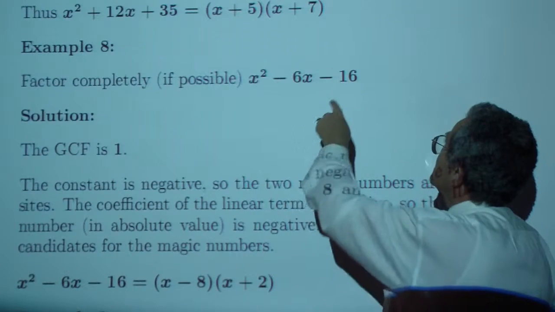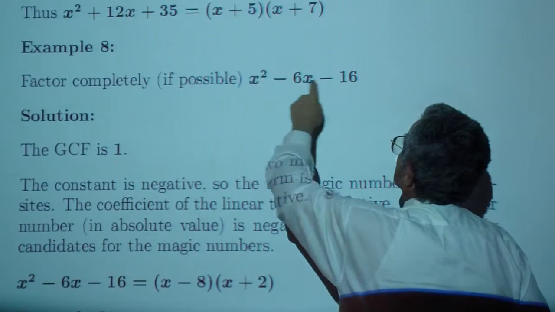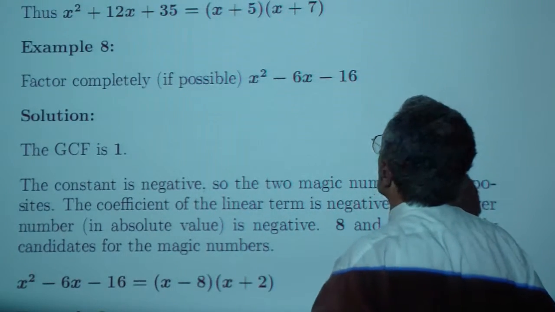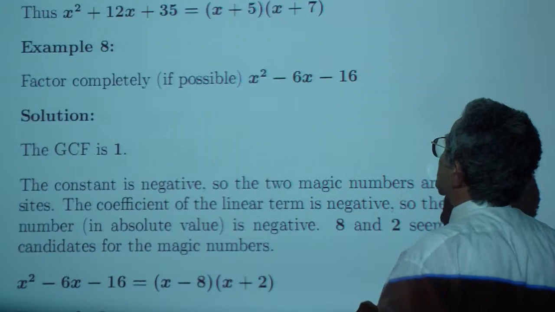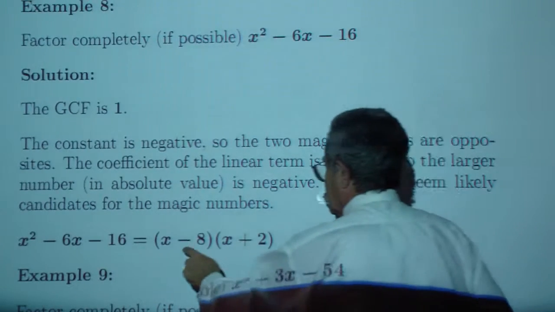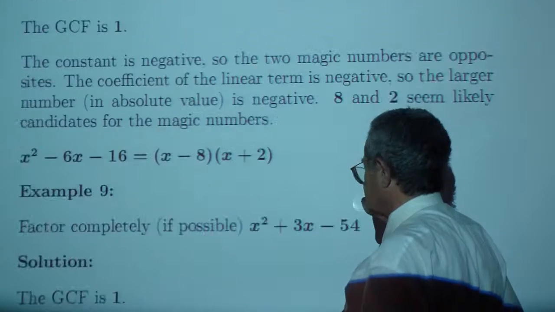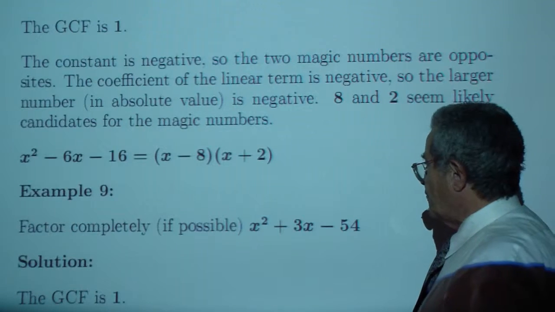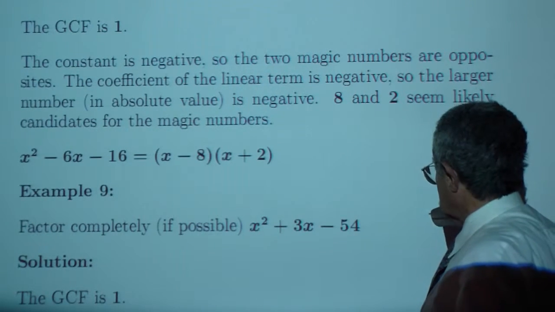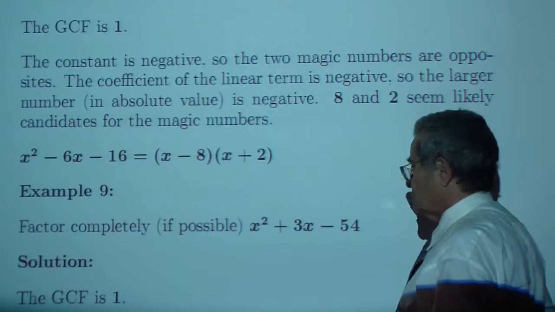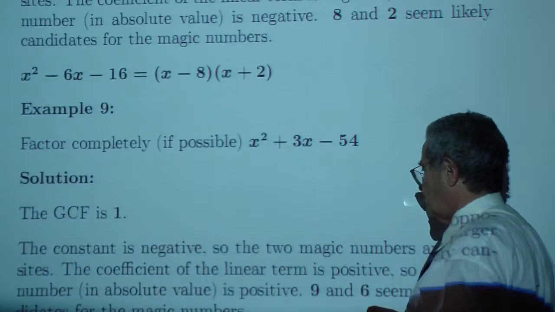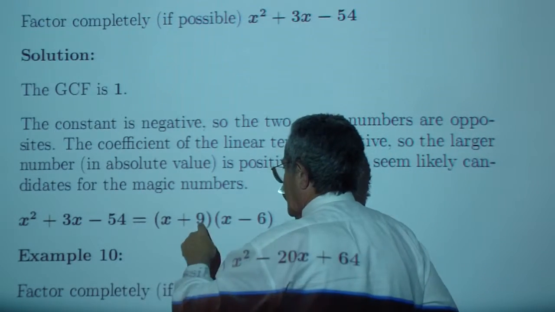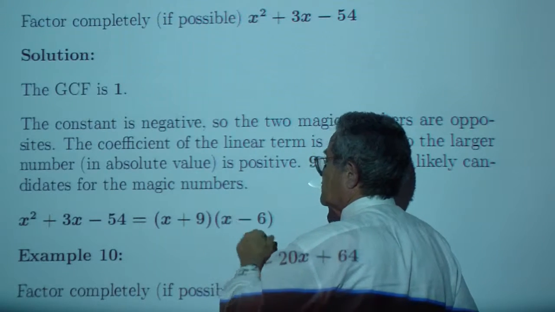Now, factor completely, the greatest common factor is 1. The magic numbers are about 8 and 2. Negative 8 and positive 2. Example 9, 54. 54 is what? 6 times 9? So 9 minus 6. 9 minus 6. This is positive. The larger of the two numbers is positive. The other one is negative.